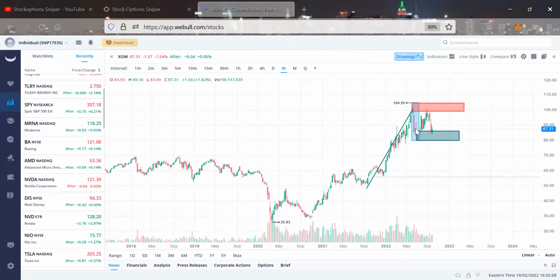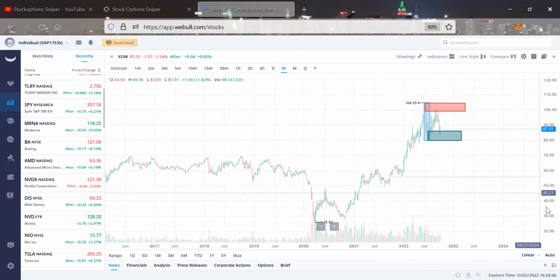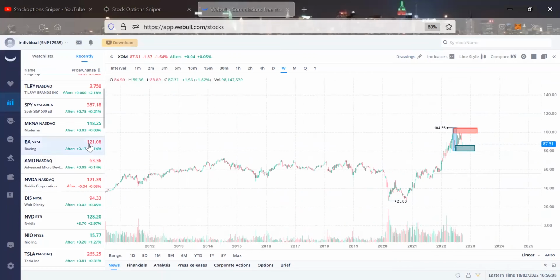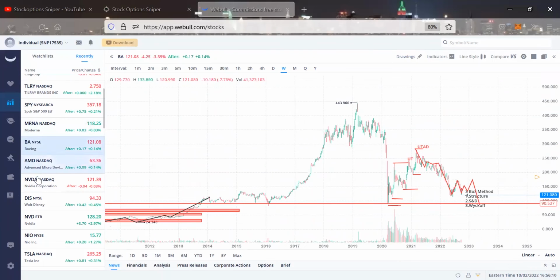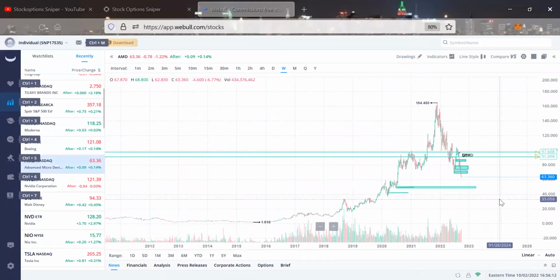Extremely, extremely bullish, right? So you guys just watch that, see what's going on with Exxon, do your own due diligence. But yes, you guys, that's basically it. We had BA here, great trades on BA.